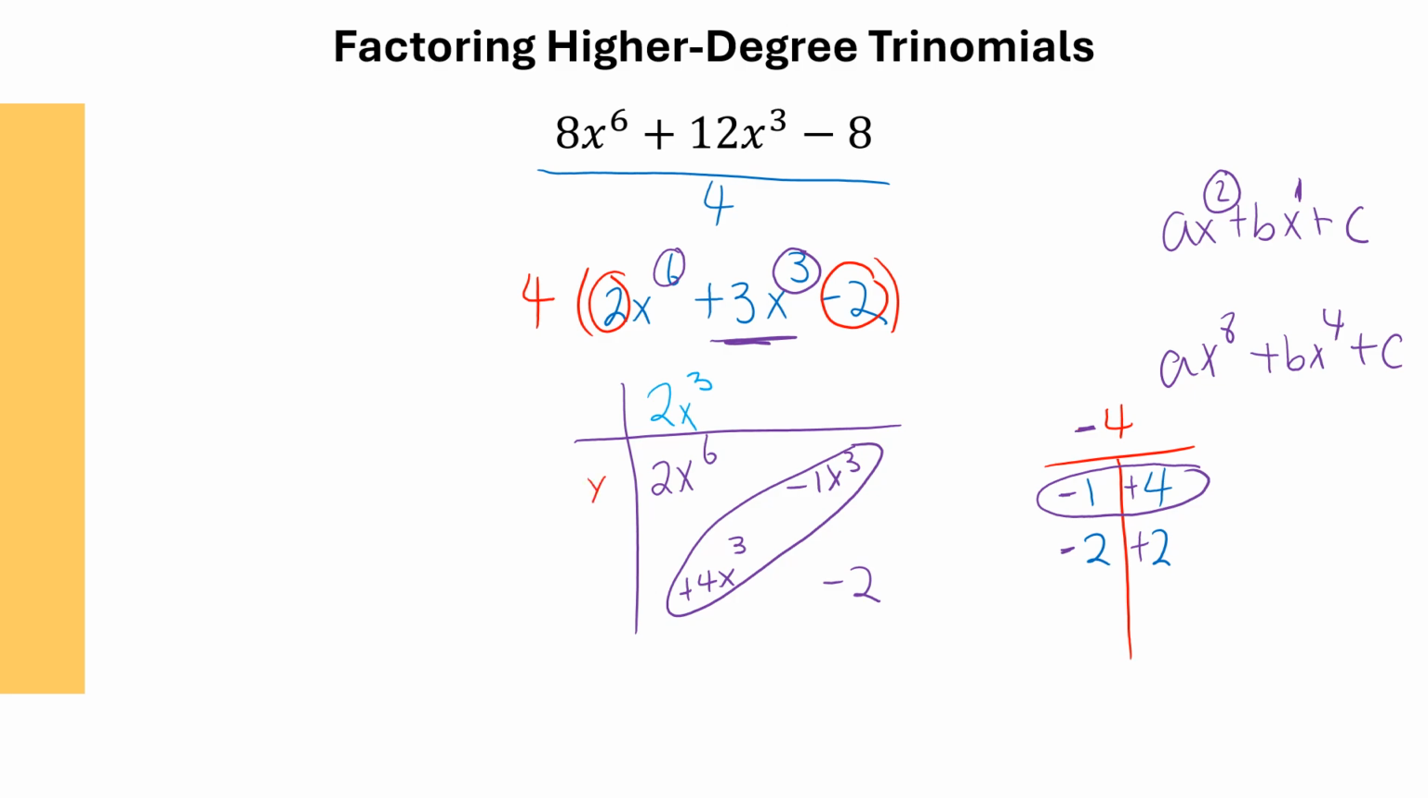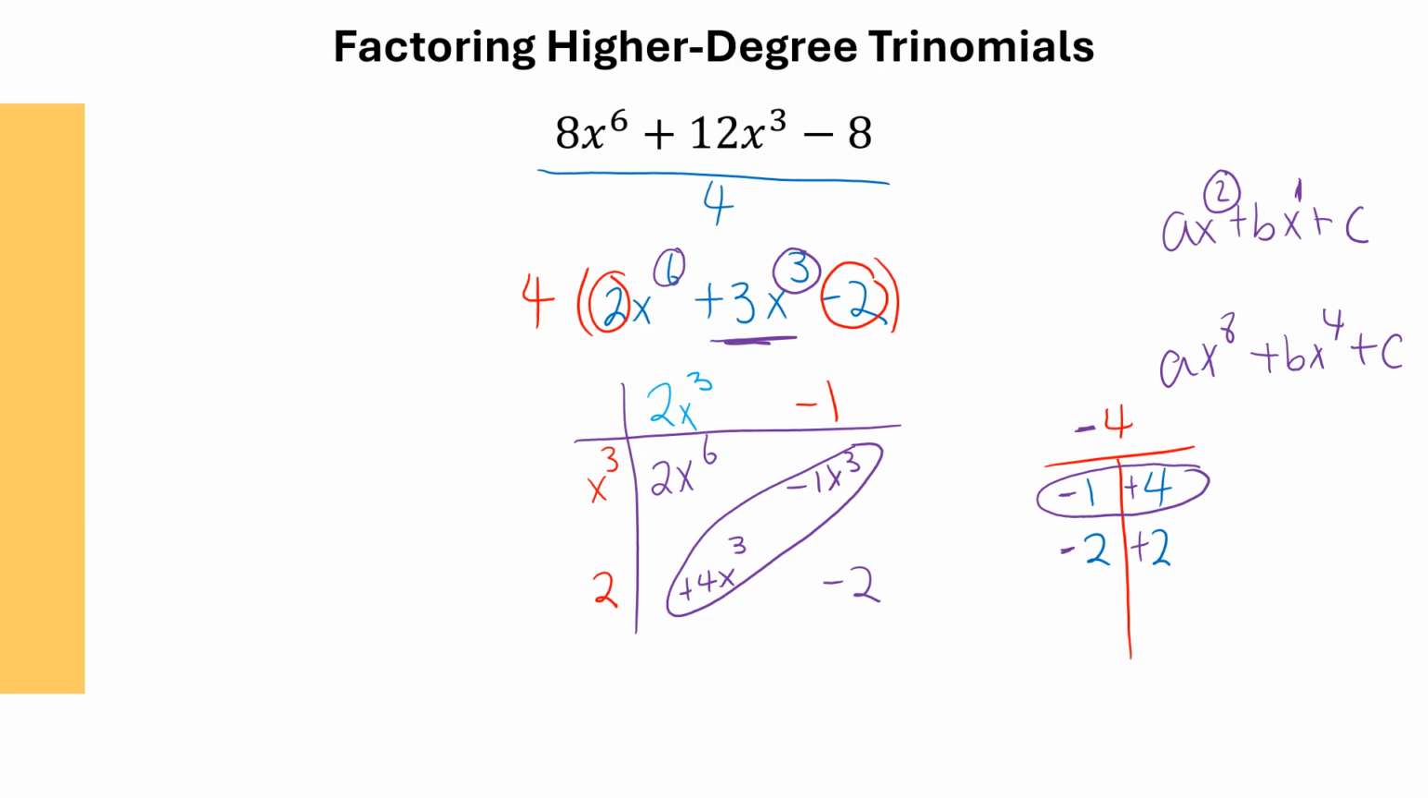So we know that x to the 3rd power times 2x to the 3rd power will give me 2x to the 6th power. And then x to the 3rd times negative 1 will give me negative 1x to the 3rd. 2x to the 3rd times 2 will give me 4x to the 3rd. And 2 times negative 1 is negative 2. So we have found our factors correctly.